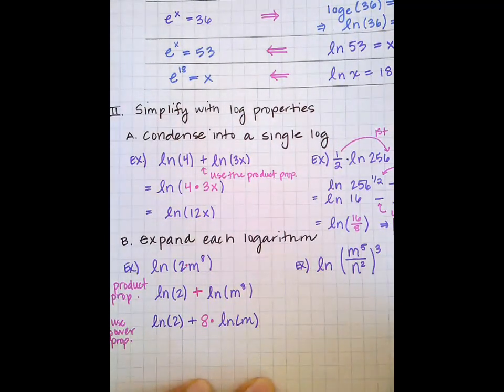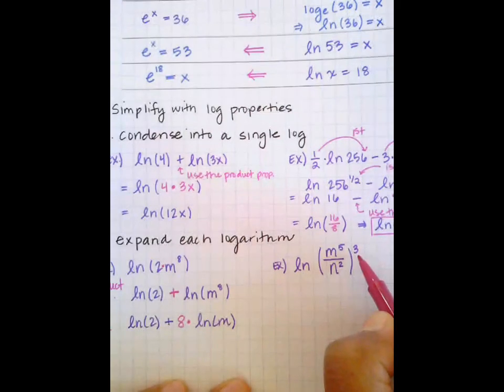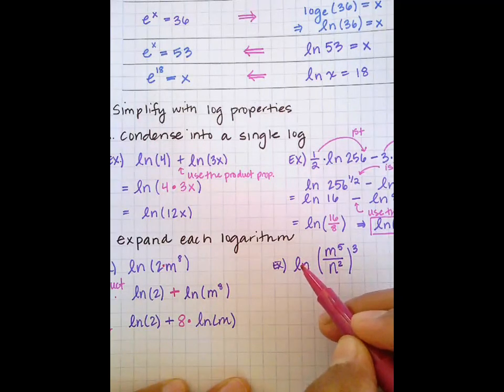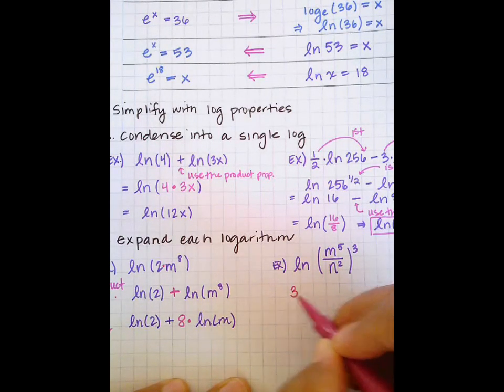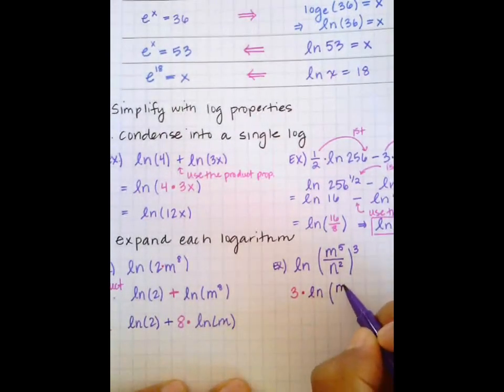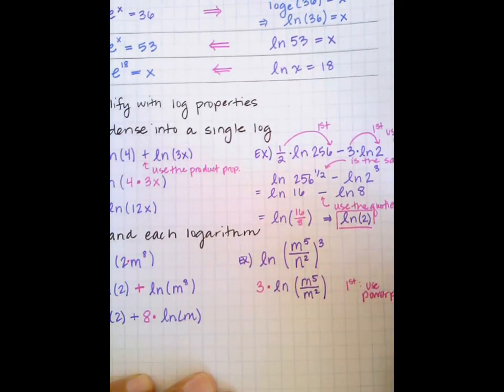Well, the first thing that we've got to do when we are dealing with simplifying any expressions is ask: can we consolidate anything inside of the parentheses first? Can we simplify them? Can we combine any like terms? Here we cannot. So the next thing that we do is to use the power property to bring this into the front. So first we will use the power property to rewrite this as 3 times the ln of m to the 5th divided by n squared. My first step was to use the power property of logarithms.